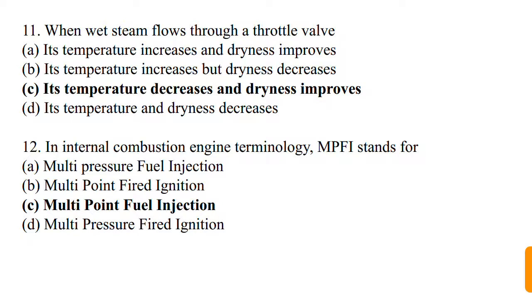And in question number 11, when wet steam flows through a throttle valve, we know guys, in a throttle valve enthalpy is constant. So the correct option for this question is option C. Its temperature decreases and dryness improves. So remember this point.